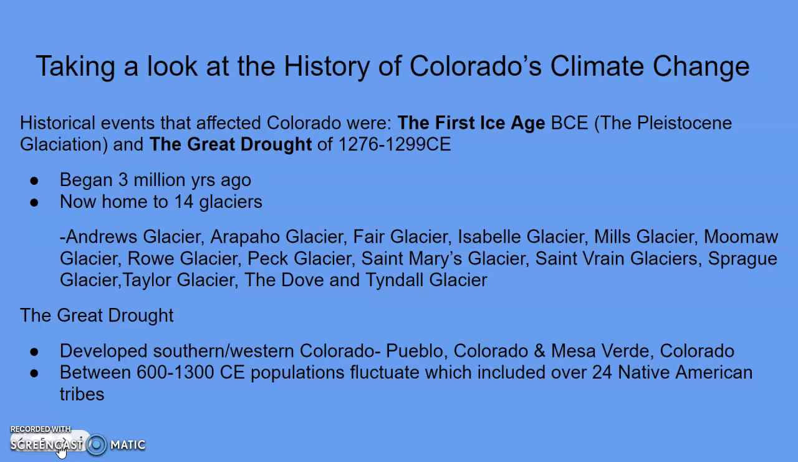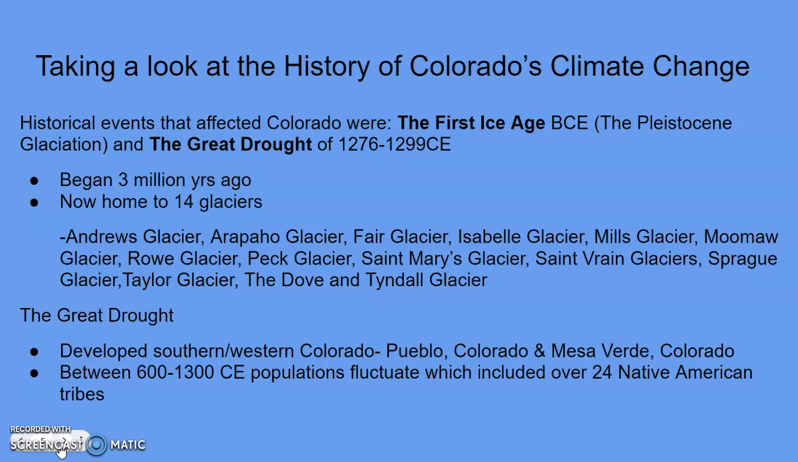The Pleistocene glaciers developed roughly 3 million years ago. The formation of glaciers is linked to shifts in plate tectonic movements. We can find these glaciers throughout Colorado, but primarily in the higher mountain ranges of Colorado Springs and the Longs Peak Mountains.